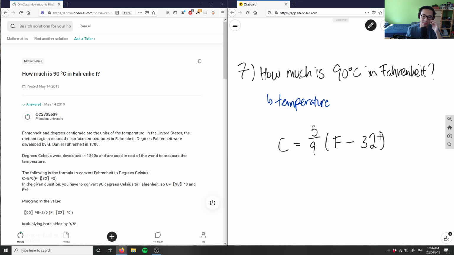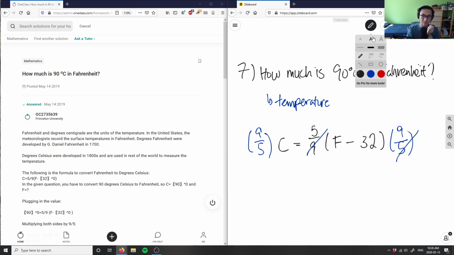We're given this algebraic expression, and we want to figure out Fahrenheit, and we're given our Celsius. So we have to rearrange our formula to solve for Fahrenheit. To bring 5 over 9 over, I'm going to multiply both sides by 9 over 5. These cancel out, and I'm left with 9 over 5 times C equals F minus 32.